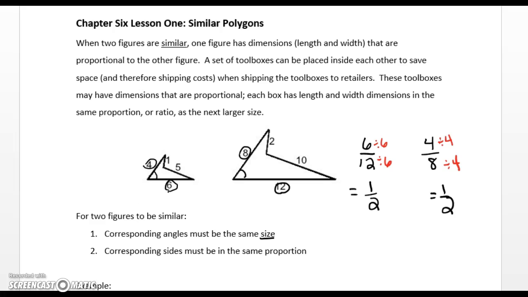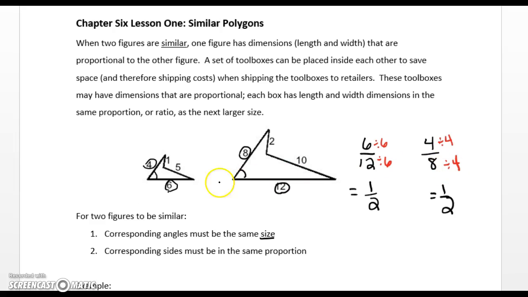So just to repeat that, either the corresponding angles must be the exact same size or corresponding sides must be in the same proportion. If one of those is true, then that means that the two figures are similar. And one thing that's really important is that you need to make sure that you check all of your angles. It can't just be one angle that works out. You have to check all the angles. Same thing, you have to check the proportion of all the sides to see if they're similar. You can't just choose one and then call it quits.